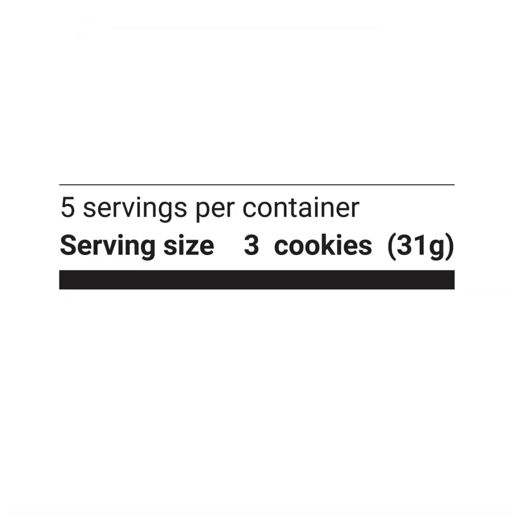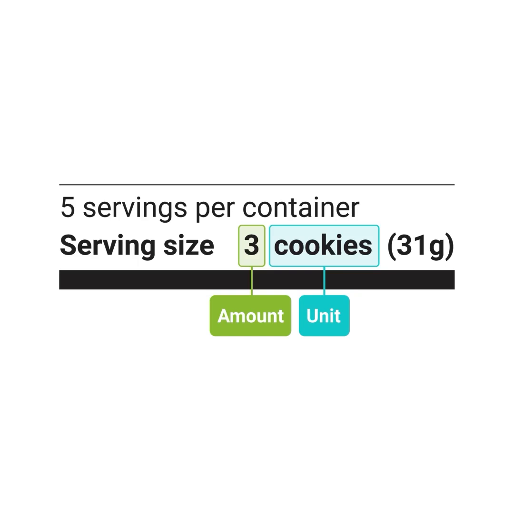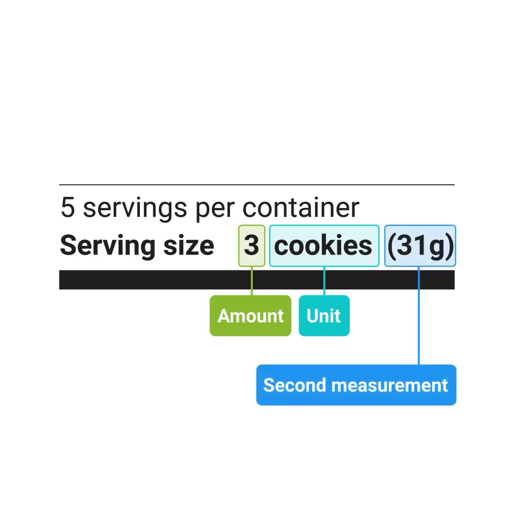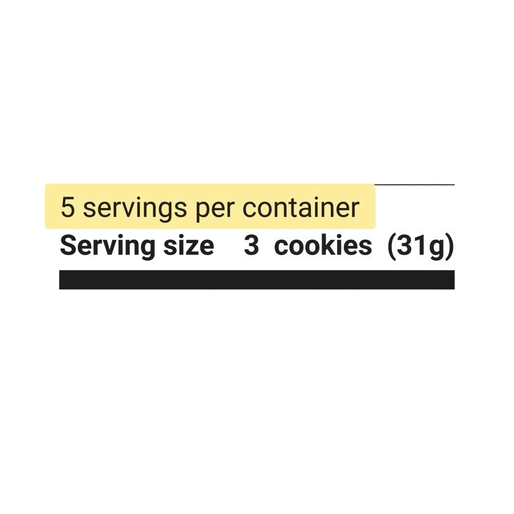First, take a look at the serving size. All serving sizes consist of two parts, the amount and the unit. Sometimes the serving size is converted into a second measurement, such as grams. The number of servings tells you how many portions are in the entire package.